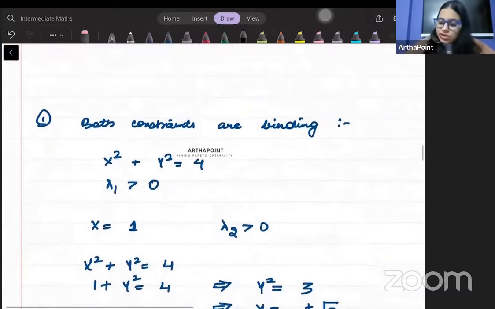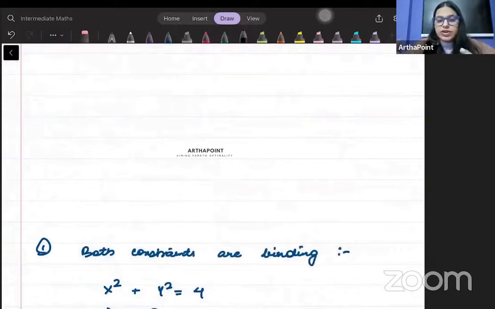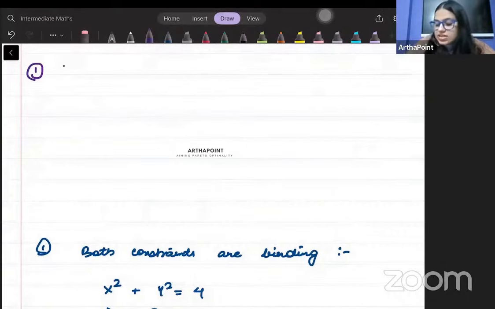Now what you will be doing is forming different cases. This is a full-fledged question, beta. Ye exam mein as it is aayega. So you have to understand this very carefully. So now you will start forming different cases. Case 1 that you will be forming is that both constraints are binding.